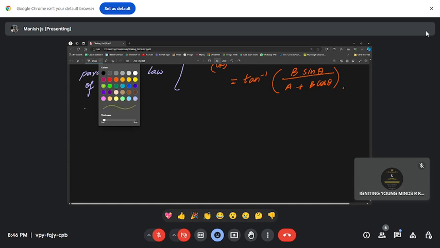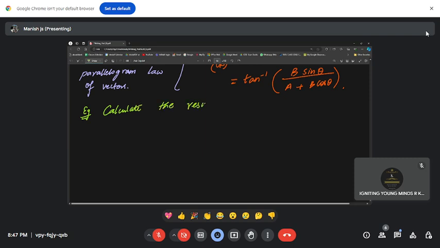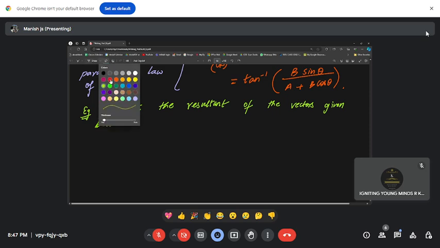Okay, examples. Here comes the question. Calculate the resultant of the vectors given below. Okay, calculate the resultant of the vectors given below.